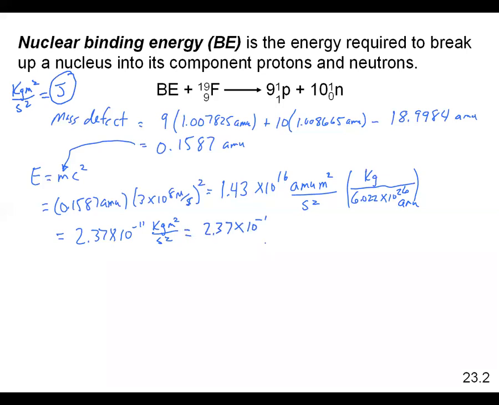Now, a lot of times we want to know joules per nucleon. A nucleon is a proton or a neutron, essentially the mass number. So very commonly, what we would then do is take this and divide it by 19 nucleons.